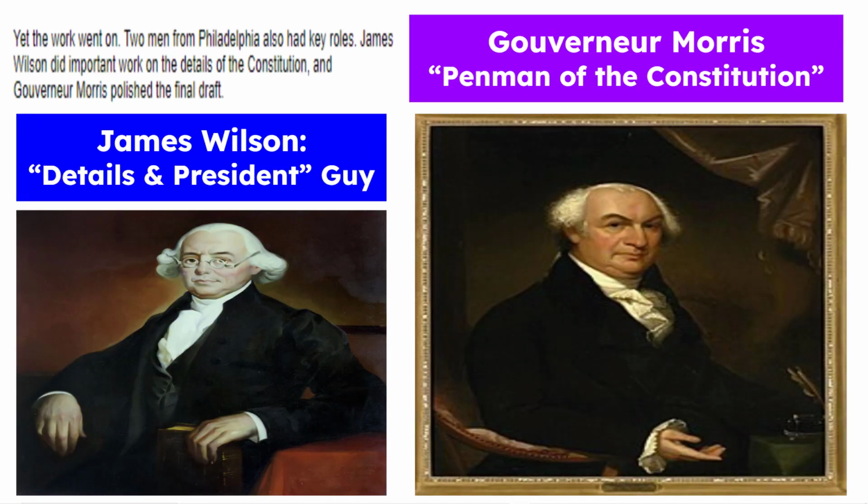Yet, the work went on. Two men from Philadelphia also had key roles. James Wilson did important work on the details of the Constitution, and Gouverneur Morris polished the final draft. Question 13. What two big roles did James Wilson play at the Constitutional Convention?